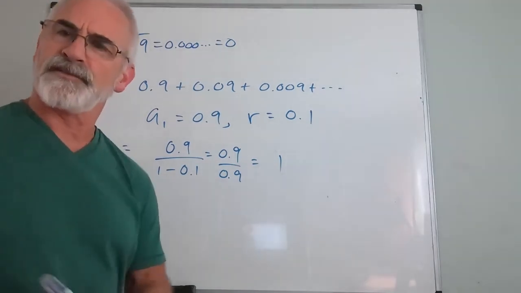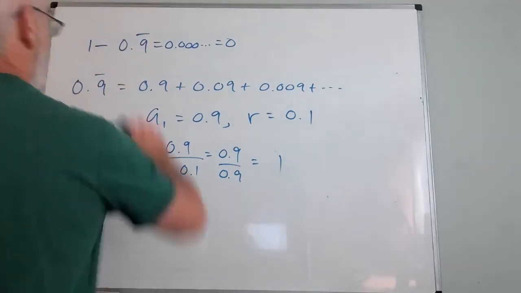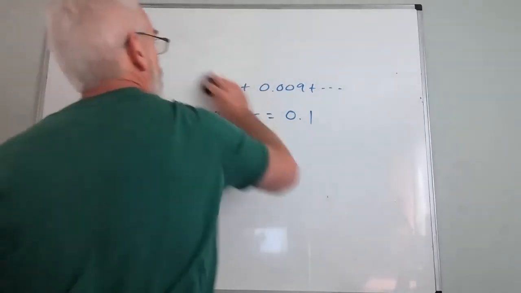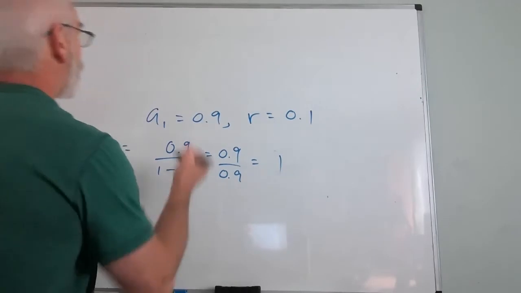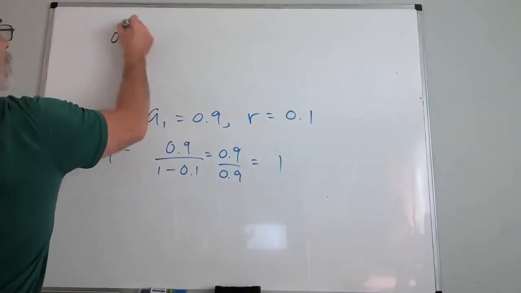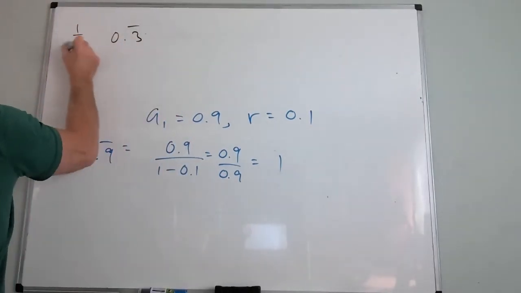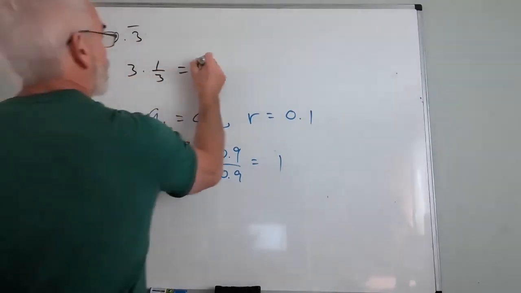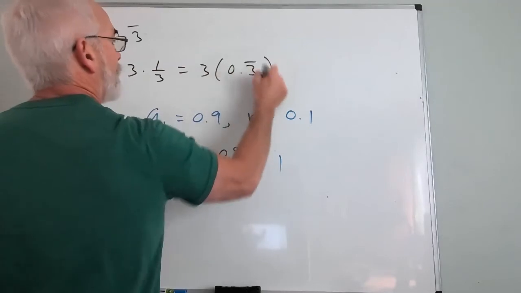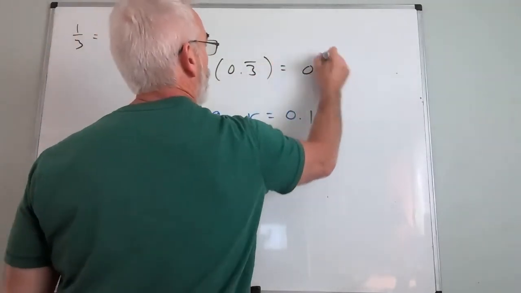Then the third one is the ODA proof. We like ODA proofs. That means, duh, that's what I mean by ODA proofs. What is 0.3 repeating the same as? Well, we know that's 1/3. What is 3 times 1/3? Well, that's 3 times 0.3 repeating, which would be 0.9 repeating. We're done.